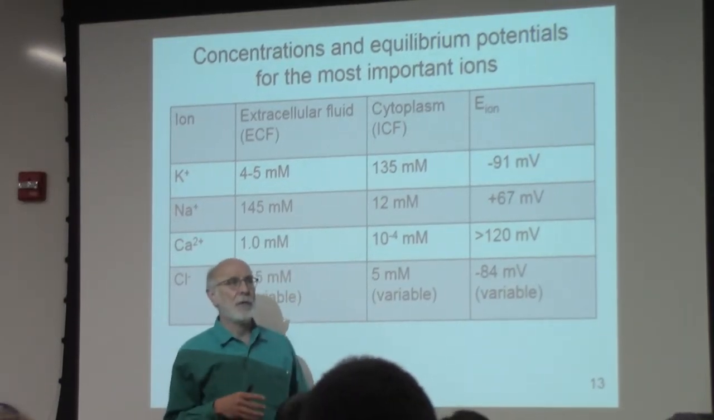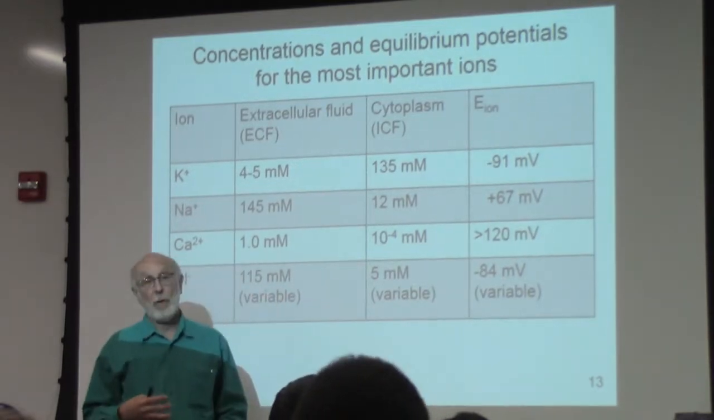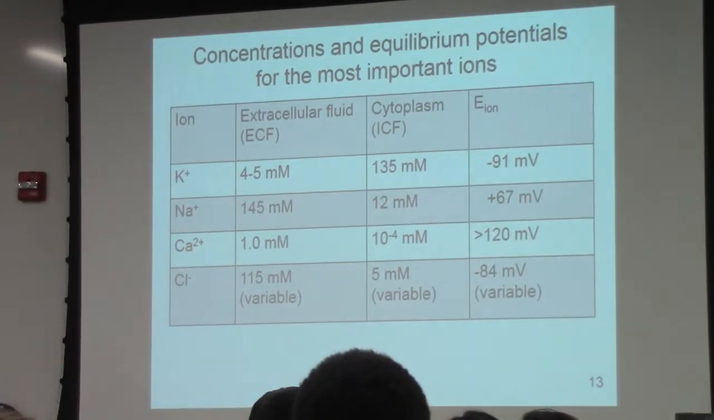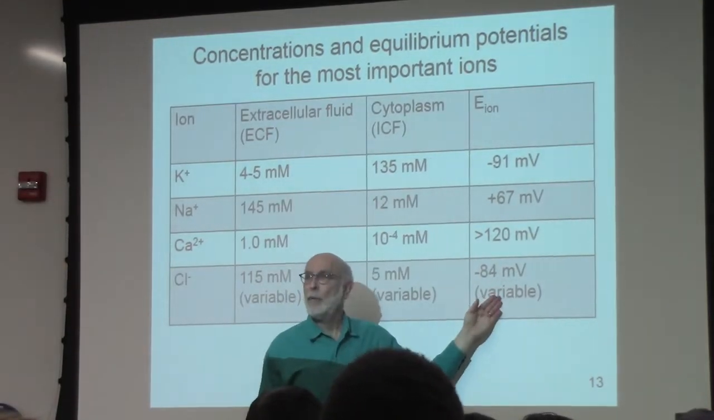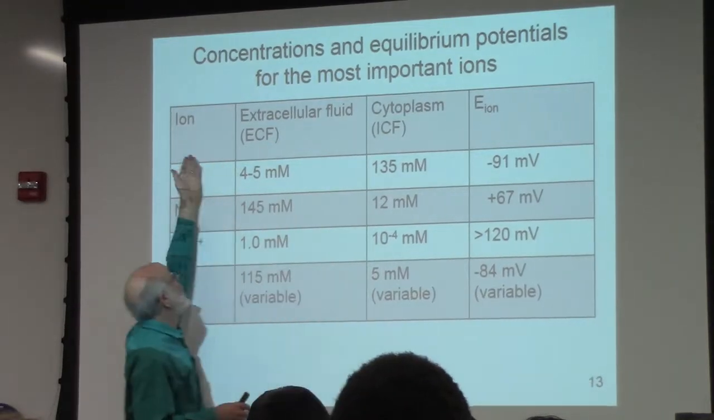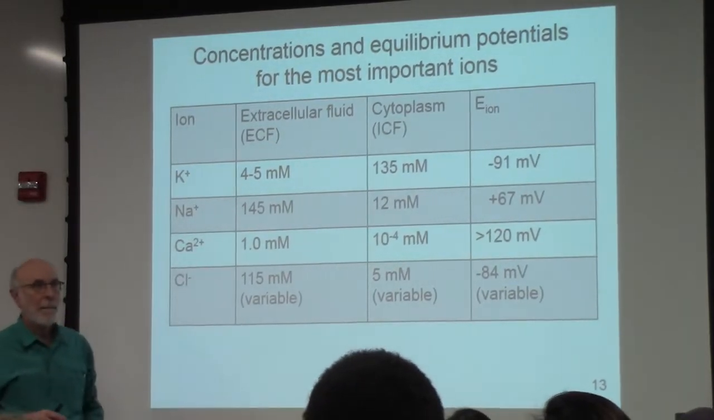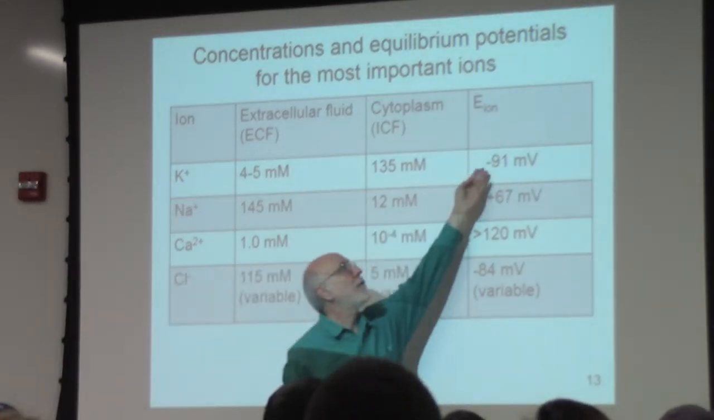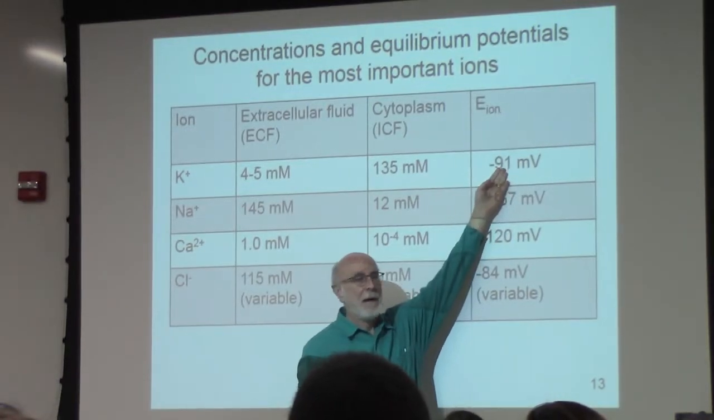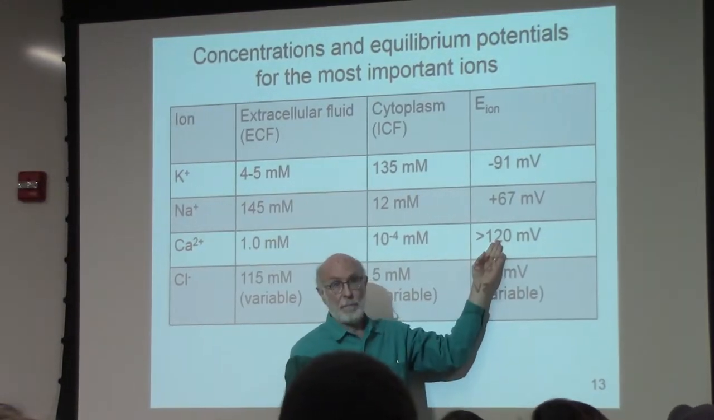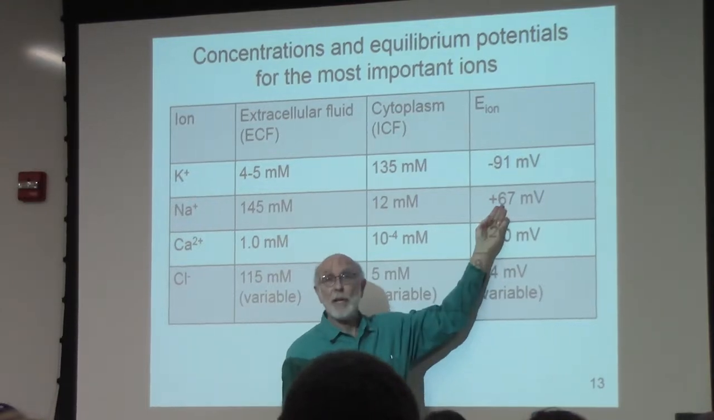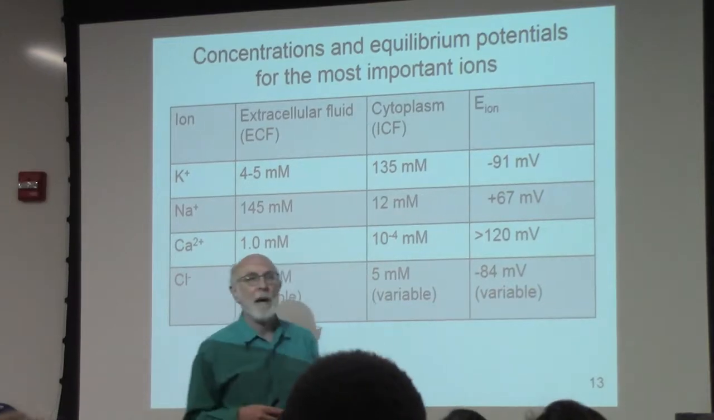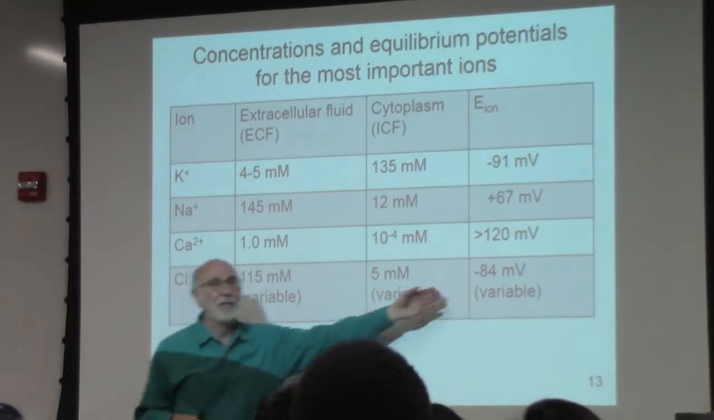You'll be using these numbers and understanding them, hopefully, using the problem set. These are typical equilibrium conditions for each of these important ions. You don't have to know them by heart. You do have to know that the equilibrium potential for potassium is negative, that the equilibrium potential for calcium is large positive, that the equilibrium potential for sodium is positive, and the equilibrium potential for, well, I'll probably not ask you a question about chloride, but it turns out it's usually negative.